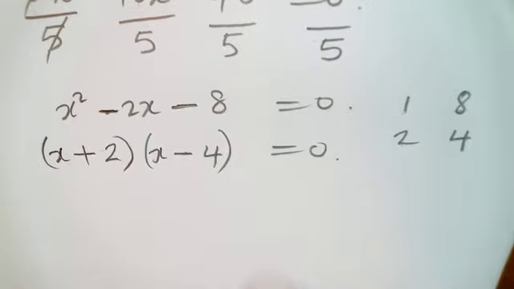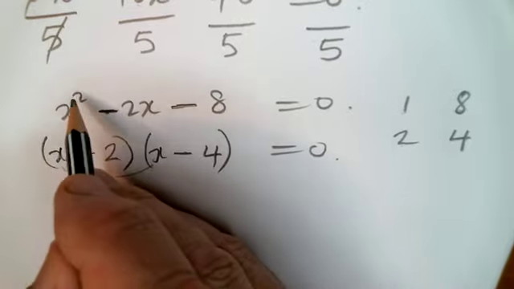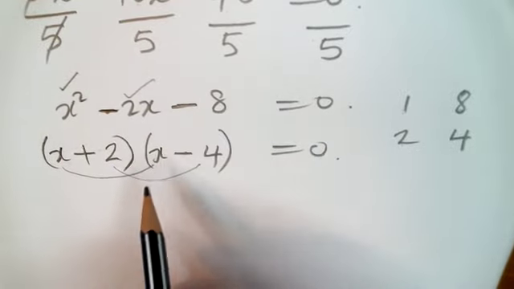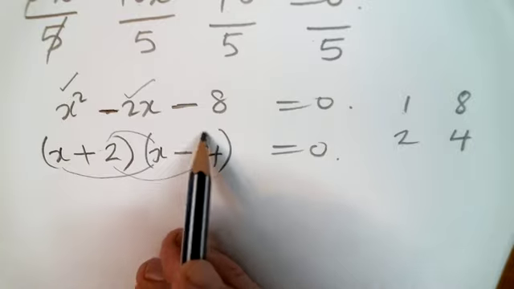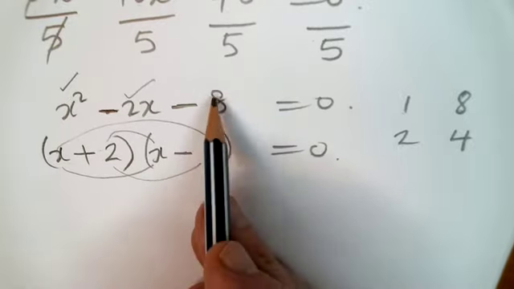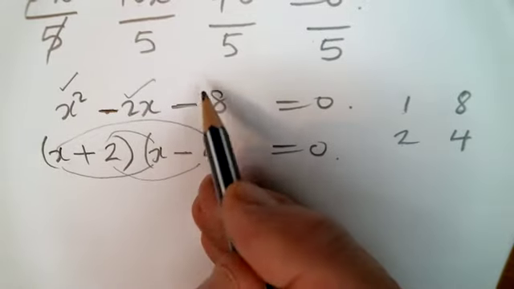So, by the way, if you weren't sure, you could say, well, x times x is x squared. 2 minus 4 is negative 2. And we've got a 2x and a negative 4x, negative 2x. And of course, 2 times negative 4 is negative 8. And so it works well.